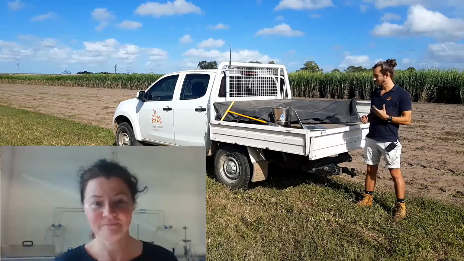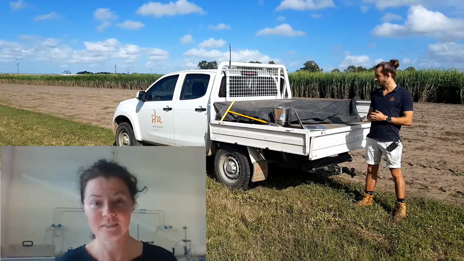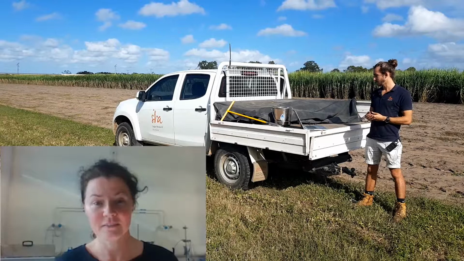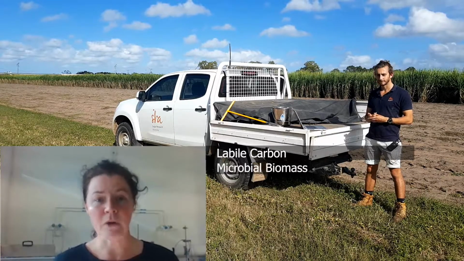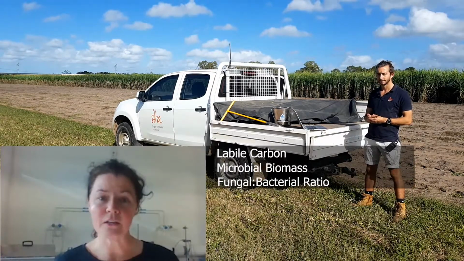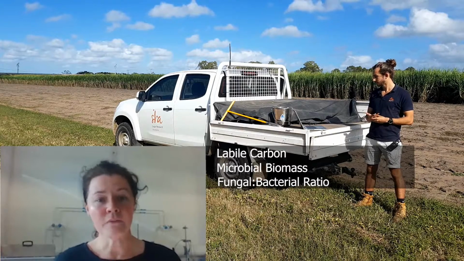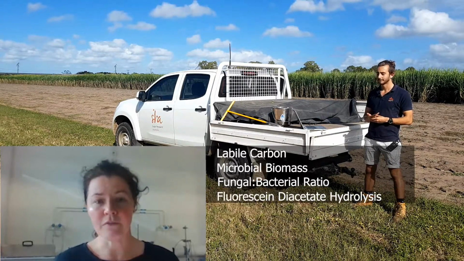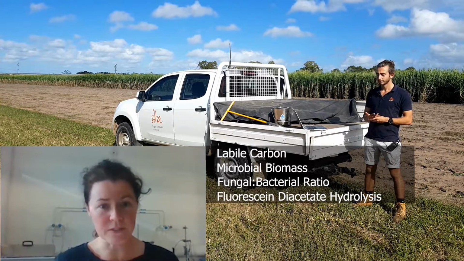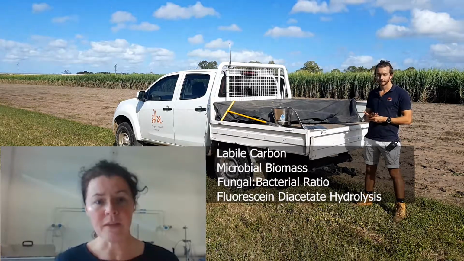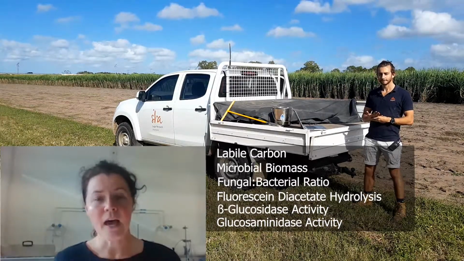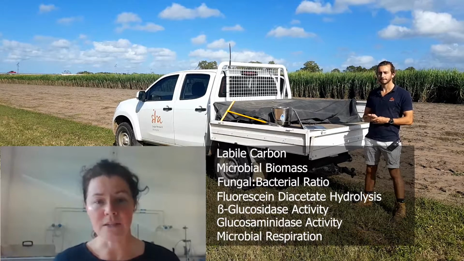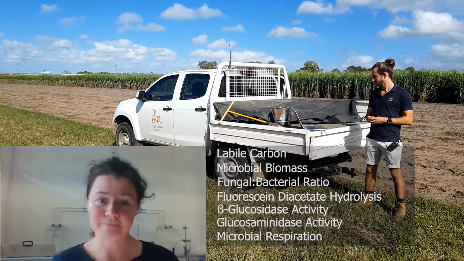Awesome. And so all up for the soil health project, I think it's about 7 tests that you're doing. Could you just go through what those are? So the first one we do is labile carbon, and then some of the biomass with microbial biomass, and then a bit more specifically looking at fungal biomass. And then for the enzyme activities, we have FDA hydrolysis, which incorporates a range of enzymes. And then a bit more specifically, glucosidase and glucosaminidase. And then also we have CO2 respiration, so microbial respiration.